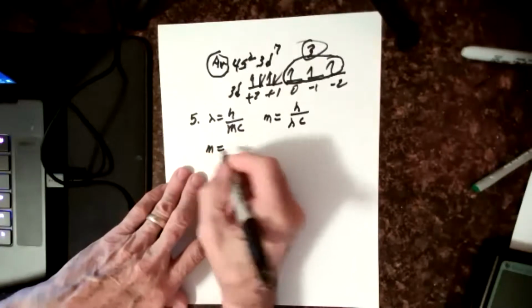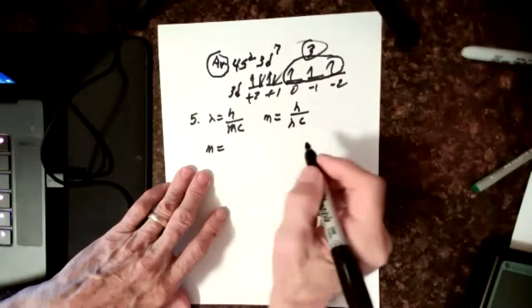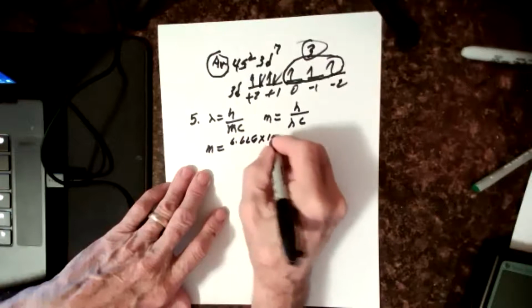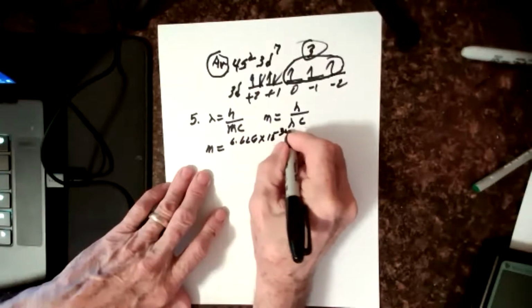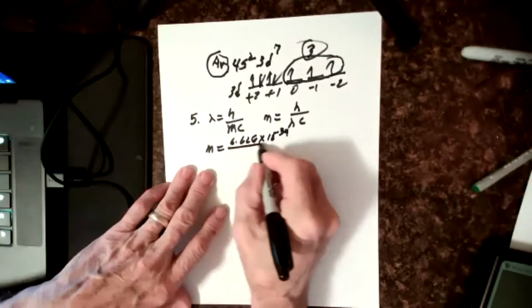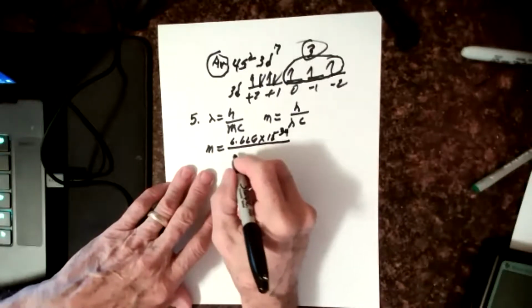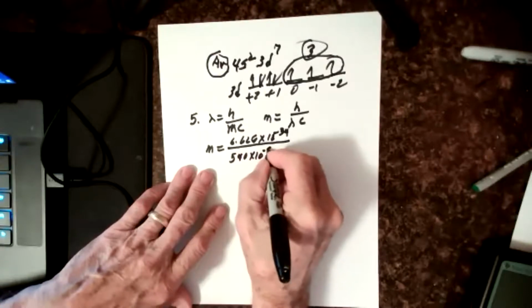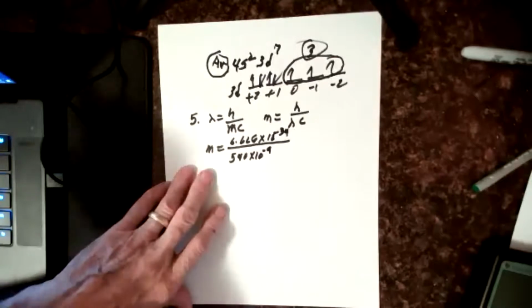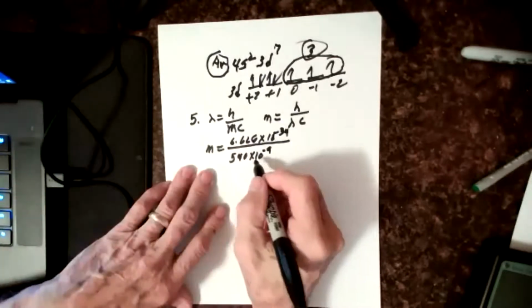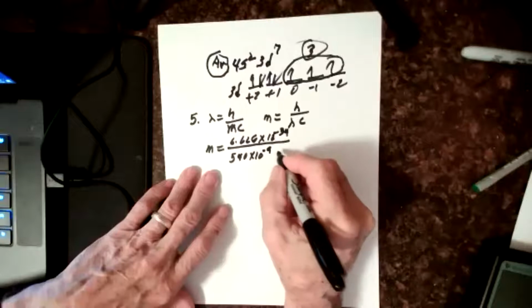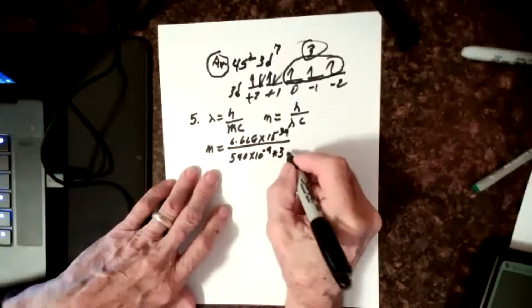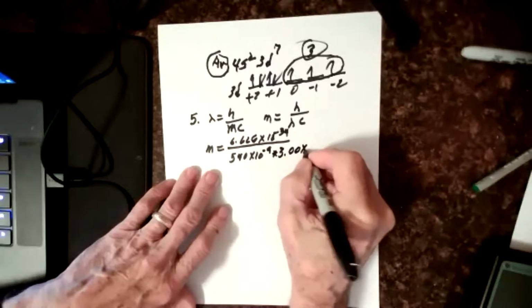The mass is going to be the Planck's constant, and that was 6.626 times 10 to the negative 34 joule seconds. The wavelength is 540 times 10 to the minus 9. You're right, nanometers. I've replaced nano, so I would have the right one. Speed of light is times 3.00 times 10 to the 8th.